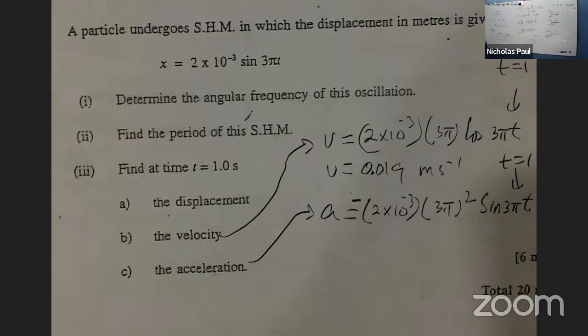So what's the answer? Negative 0.019? For v also? 0.019. Positive or negative? Positive. Okay. And the next one is what? Negative 0.029. Let me continue.